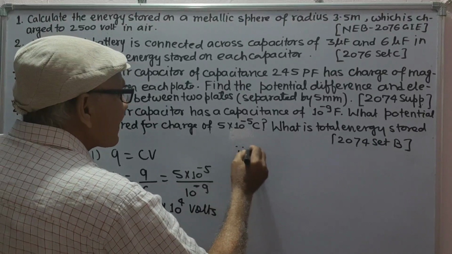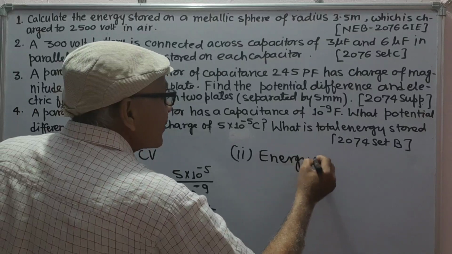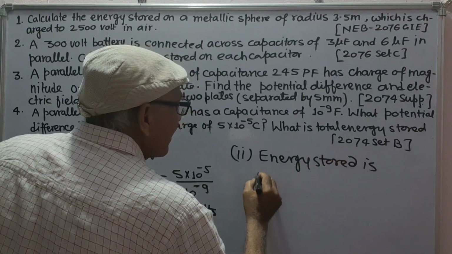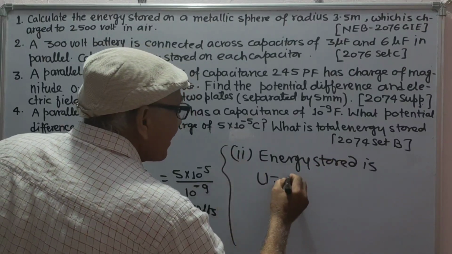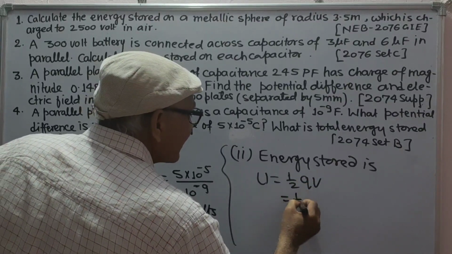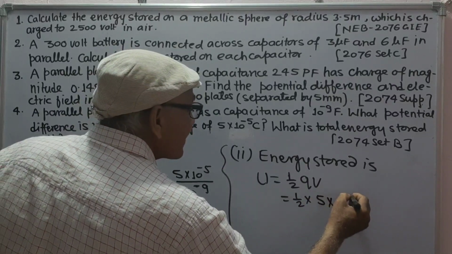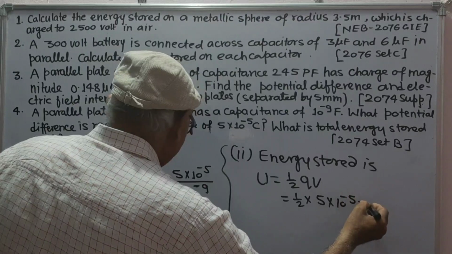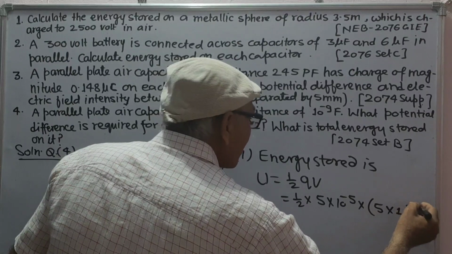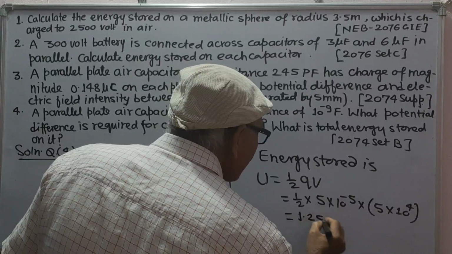Second part, energy stored is U is equal to 1 by 2 Q into V. Here it is 1 by 2, Q is 5 into 10 to minus 5 and V is 5 into 10 to power 4. So we get energy stored as 1.25 joules.